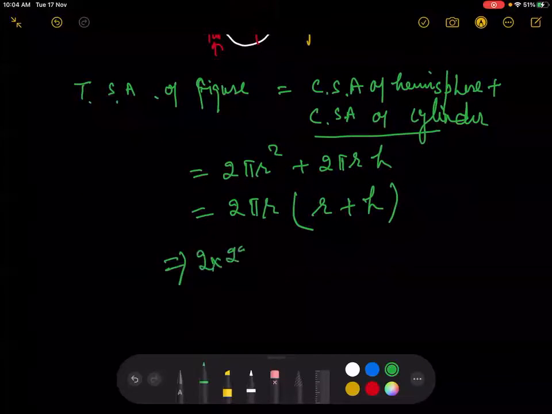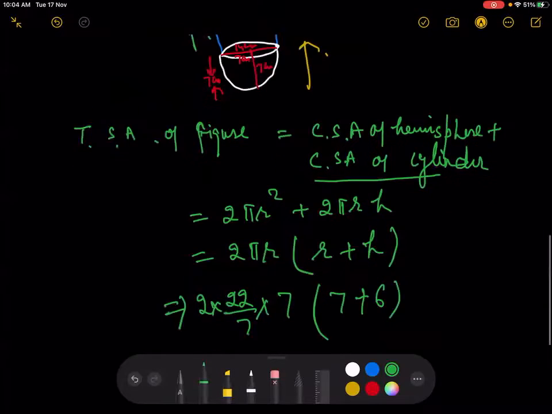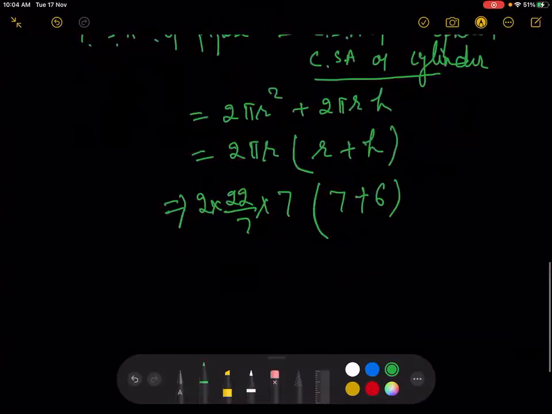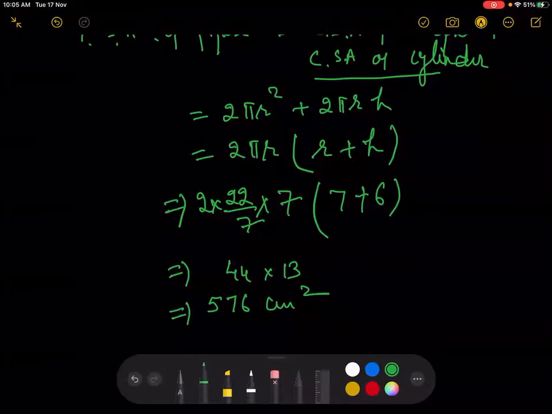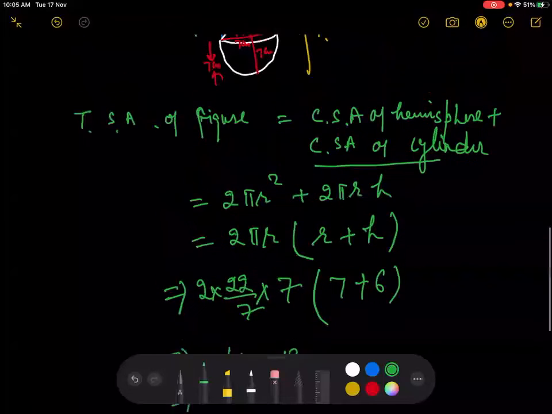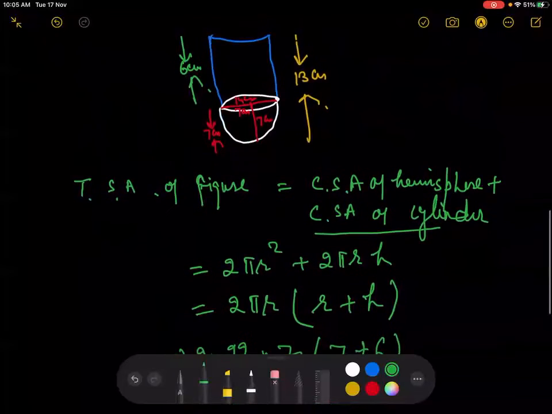Now comes to r is 7, height of the cylinder, which is 6. So by multiplying it, what do we get? Is it clear to you how we find the area of this combined figure? Curved surface area of hemisphere plus curved surface area of cylinder.